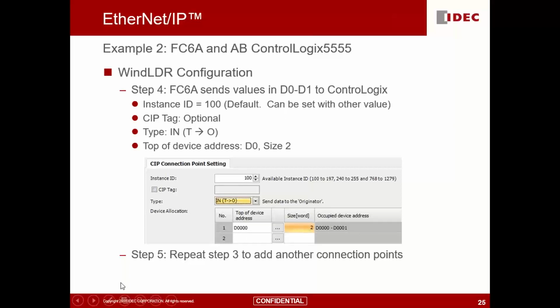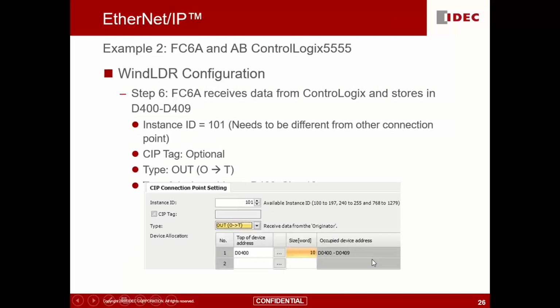the control logics. Okay. Now, if you want to do this, we basically repeat the steps to add other connection points. Okay. Now, the next step is basically we're going to do the reverse. Basically, FC6A will receive data from control logics and store that data in D400 to D409.